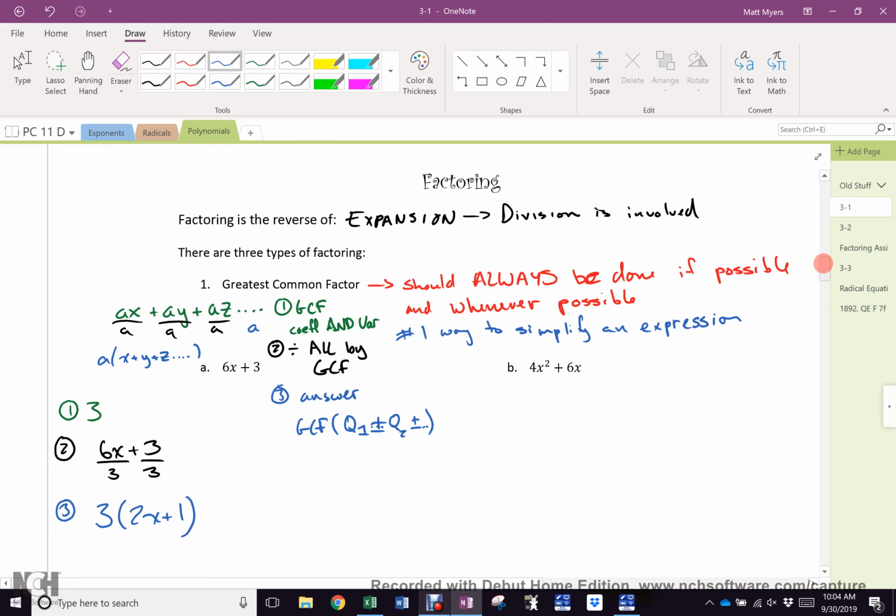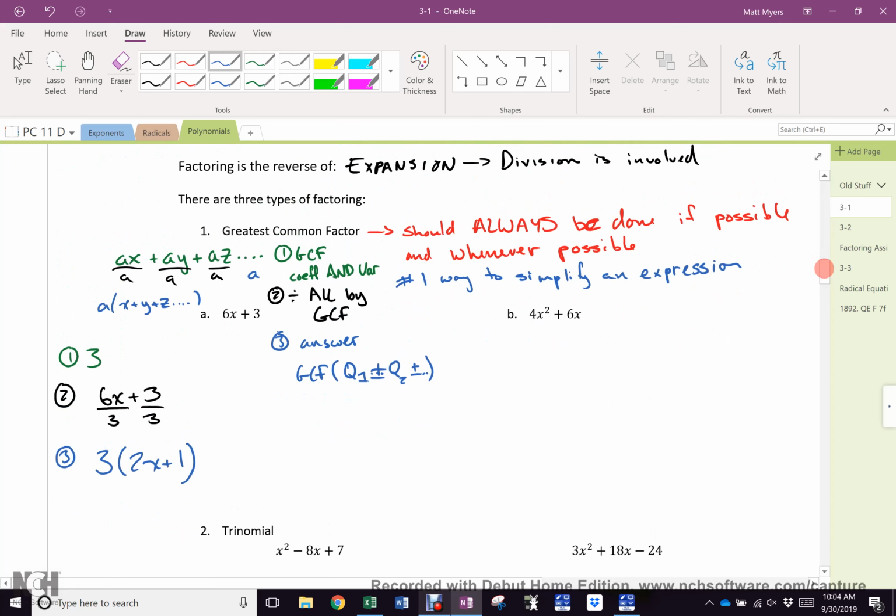Second one, no problem. Same thing. Decide on the GCF. What is it? 2x. Step 2, 4x squared over 2x plus 6x over 2x. Step 3, 2x bracket 2x plus 3. Yeah? Easy peasy, lemon squeezy, right?